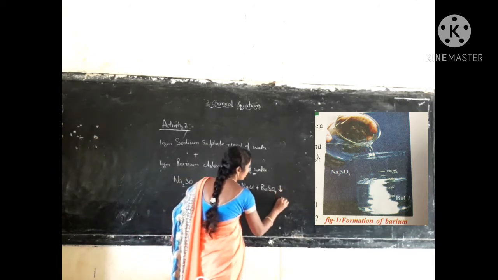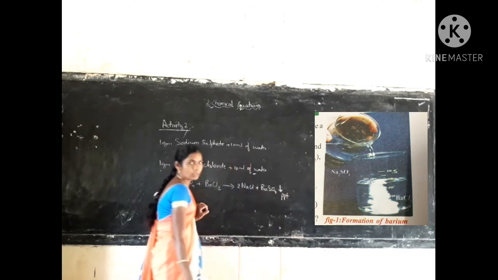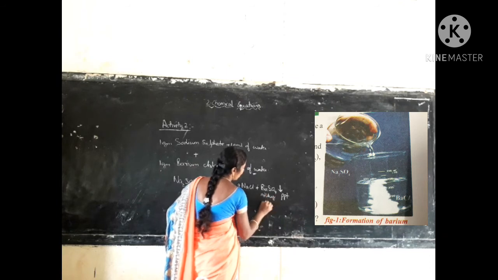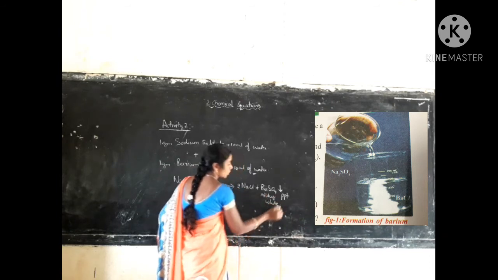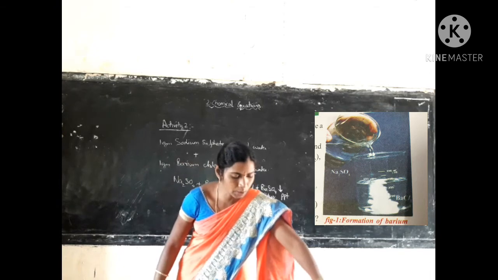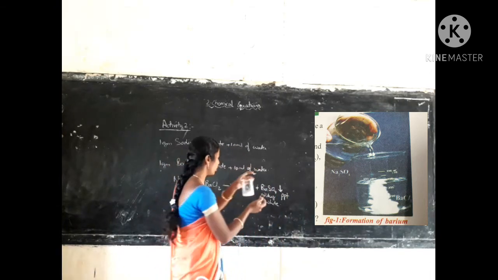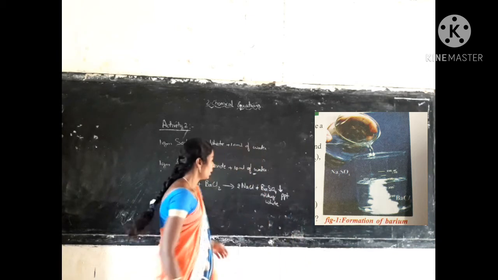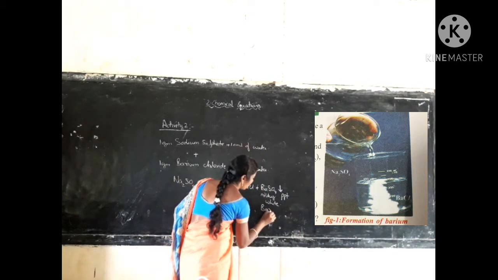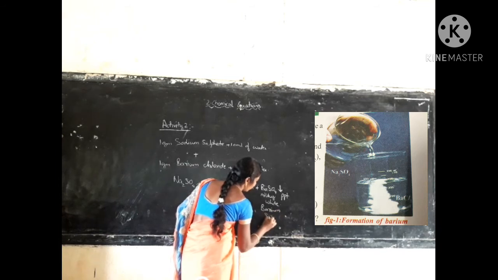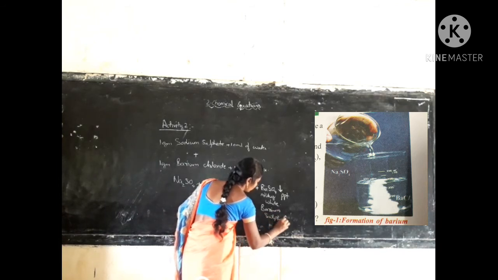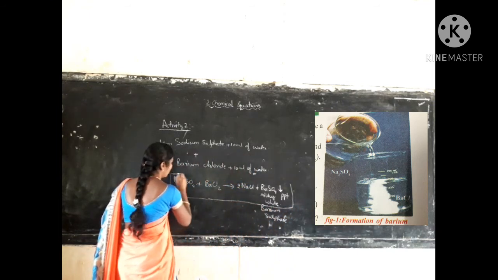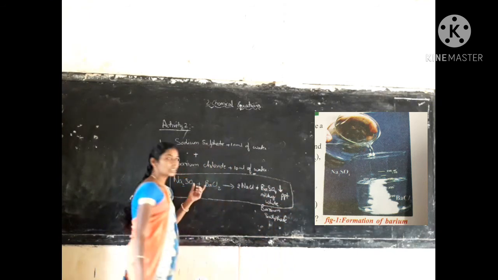BaSO4 is a precipitate. This downward arrow is indicating a precipitate. So it is your milky white precipitate. This milky white precipitate, whatever you are getting here, is nothing but your barium sulfate. BaSO4 means barium sulfate. Okay, understood?